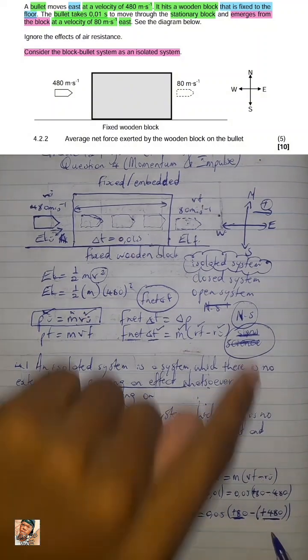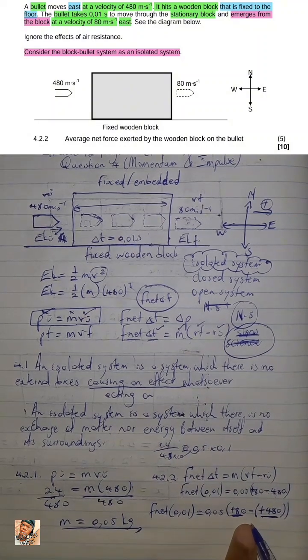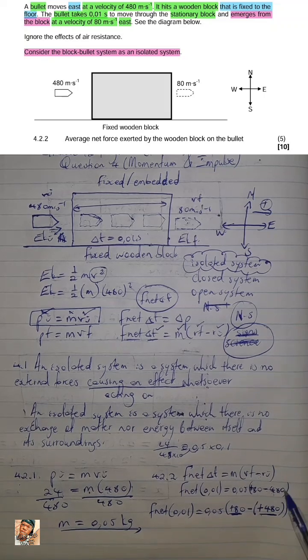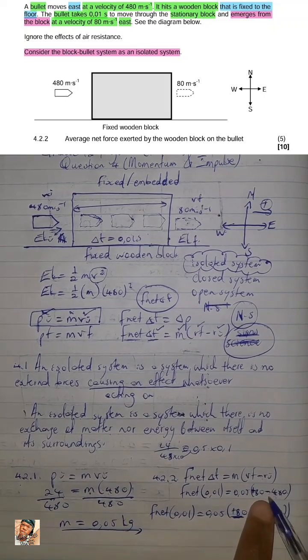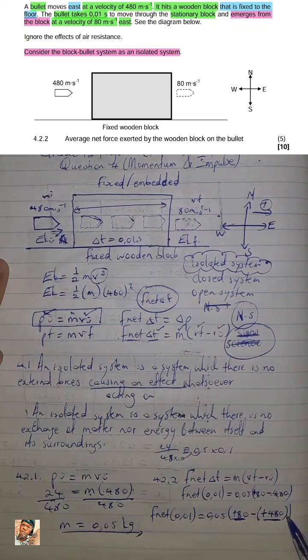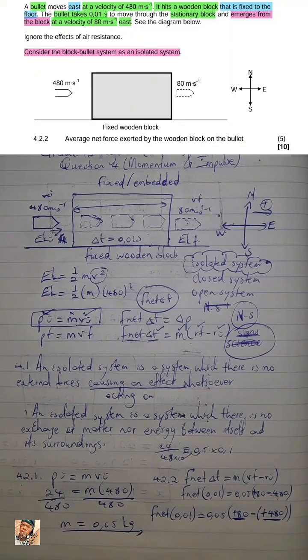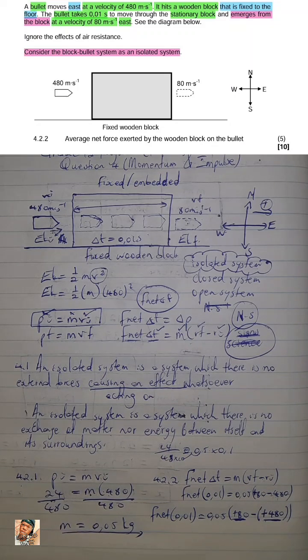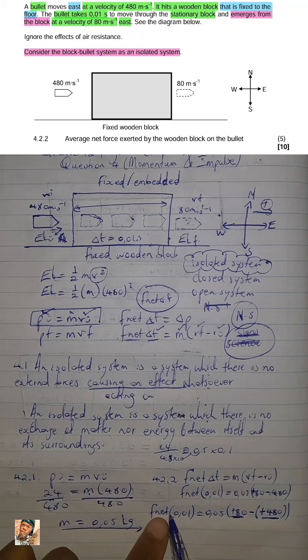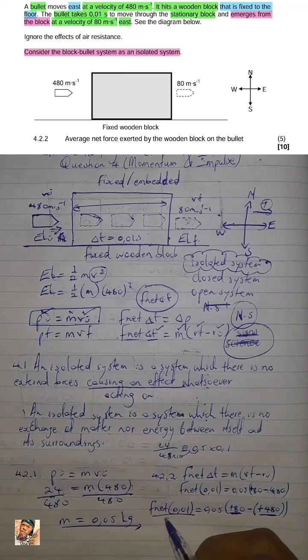It was going east. Then this minus is of the formula. Okay, so that is why we have 80 minus. This minus here, I'm not saying that it was going to the west or that the initial velocity was negative. No, it is the minus of the formula. So I hope that is clear, because I know that a lot of learners confuse the signs. But since we're looking for the average net force, we're just going to divide both sides by 0.01 seconds.